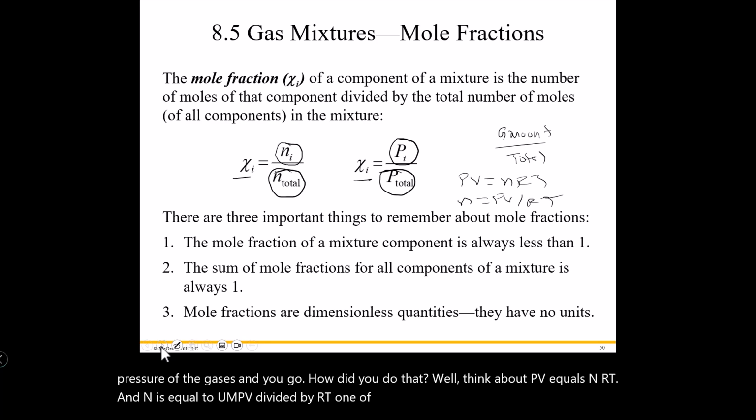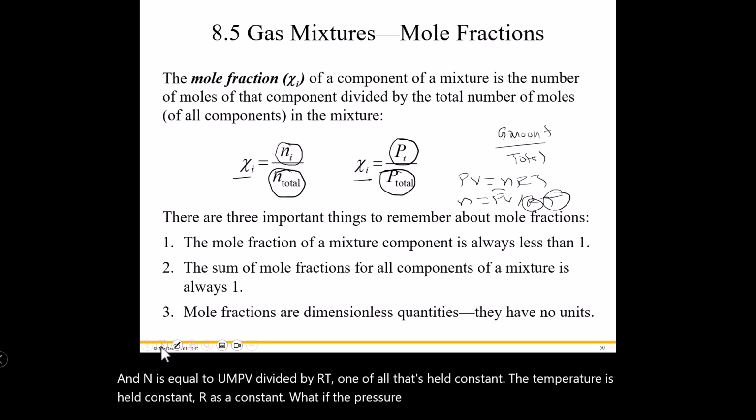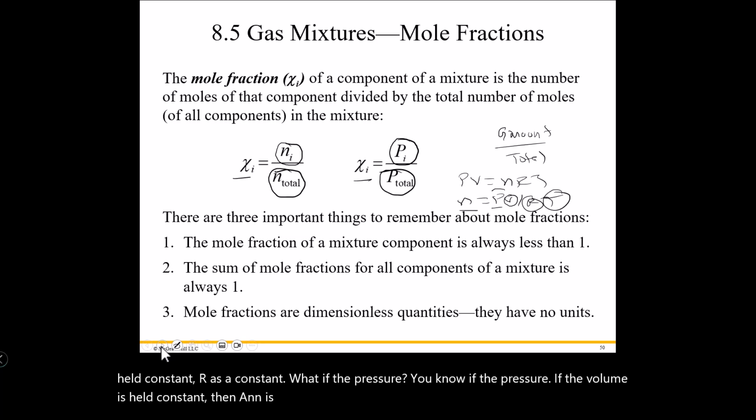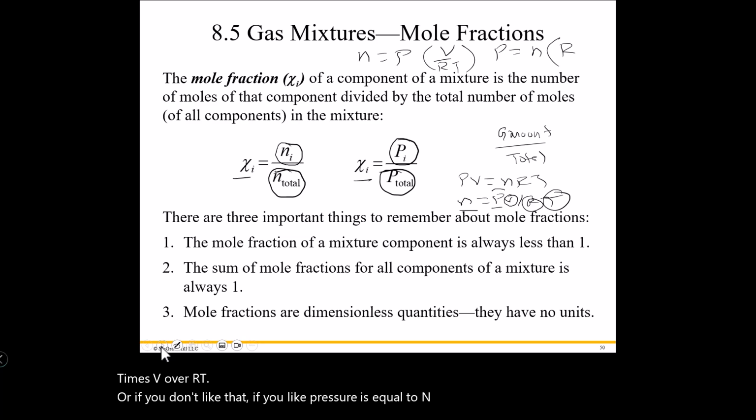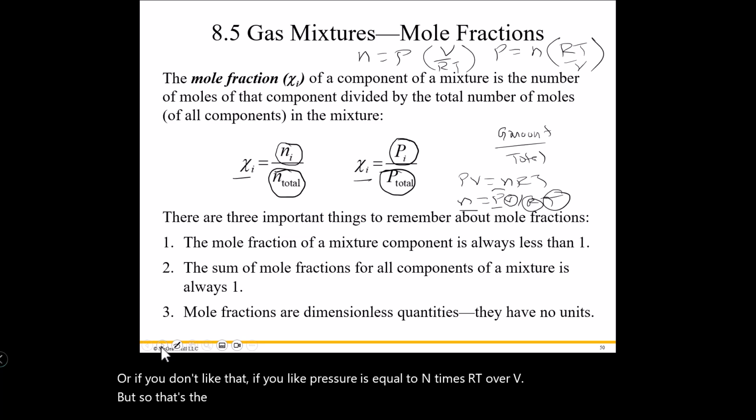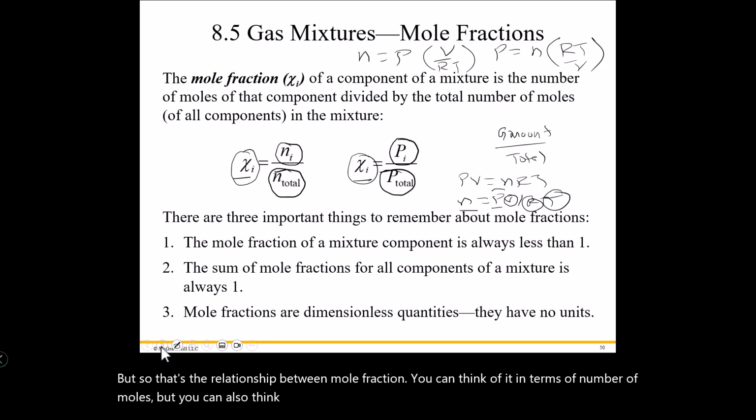What if all that's held constant? The temperature is held constant, R is a constant. If the volume is held constant, then n is related to P by n is equal to P times V over RT. Or if you like, pressure is equal to n times RT over V. But that's the relationship for mole fraction. You can think of it in terms of number of moles, but you can also think of it in terms of the pressure of the gases.